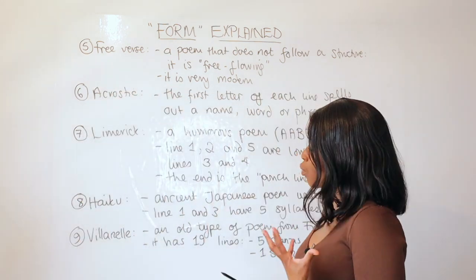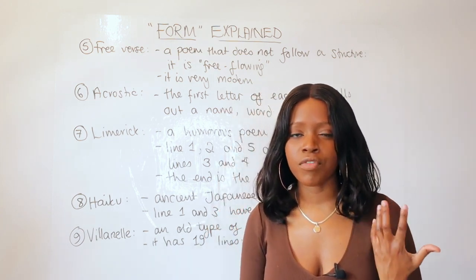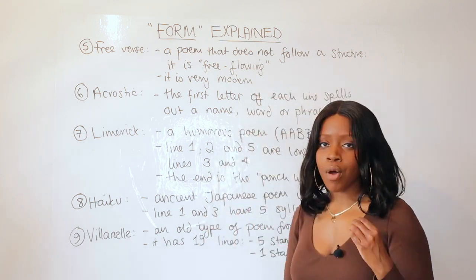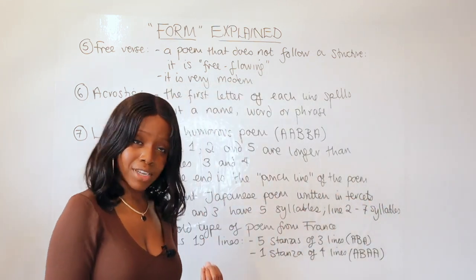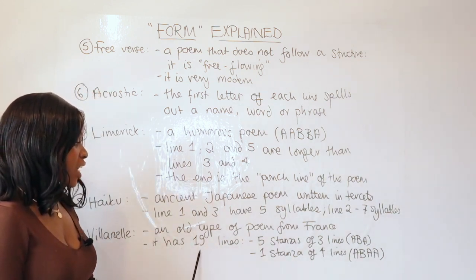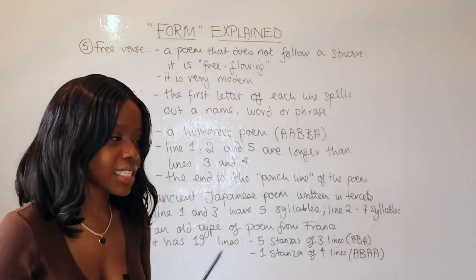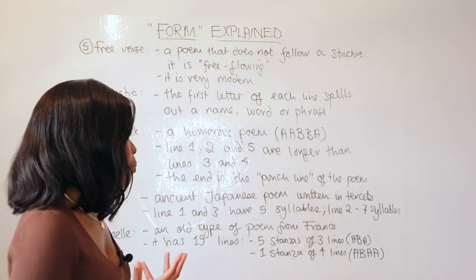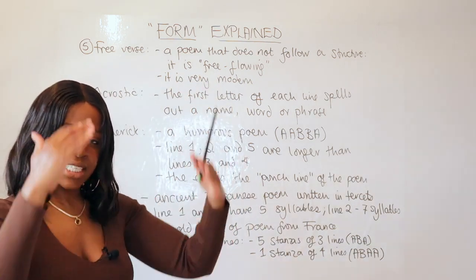Moreover, the other form to be aware of, and this obviously takes us to the end of the list of fairly common forms that you should be aware of, is the villanelle style of poetry. The villanelle style of poetry actually originates from France. So this is an old type of poem from France, and it has 19 lines in total, and these lines are split up into different types of stanzas. Now, you have 5 stanzas within a villanelle, which are made up of 3 lines, and they follow the ABA structure. So of these 19 lines, this is how it's broken up.